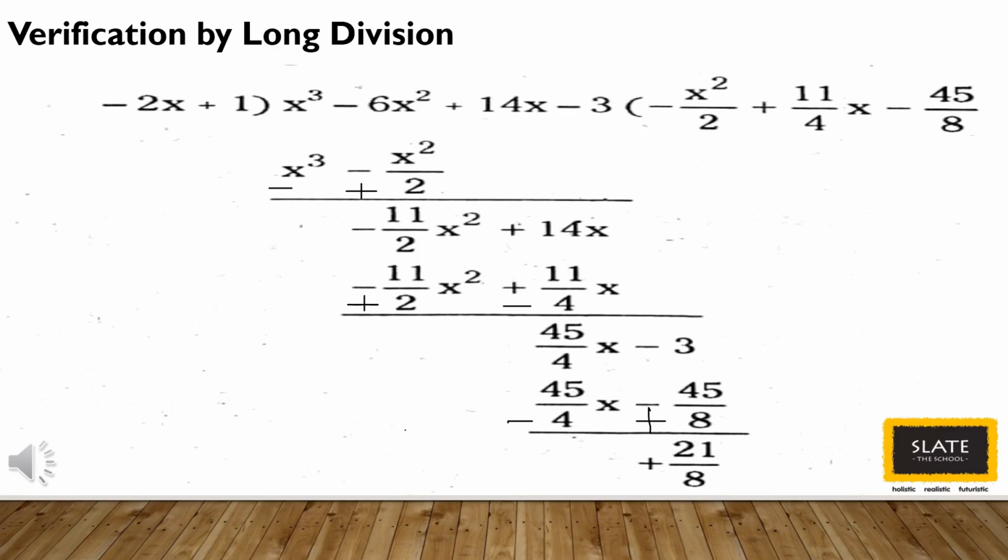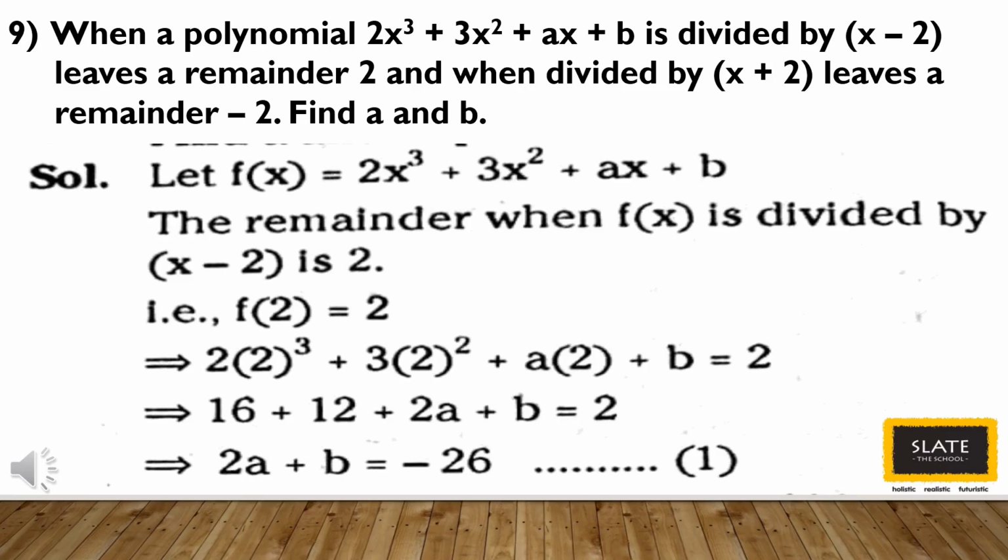Now again we need to divide 45x by 4 by minus 2x. We get minus 45 by 8. Minus 45 by 8 when multiplied by the divisor minus 2x plus 1, we get 45x by 4 minus 45 by 8. On subtraction, we get 21 by 8, which is the same as the earlier remainder.